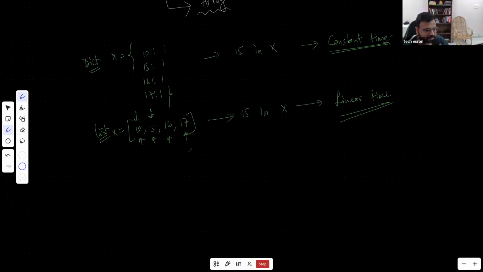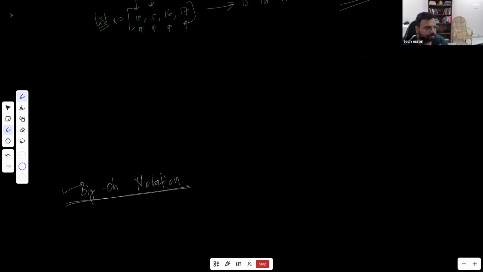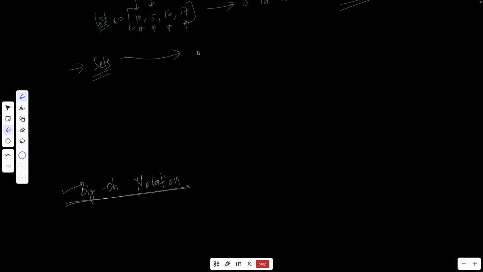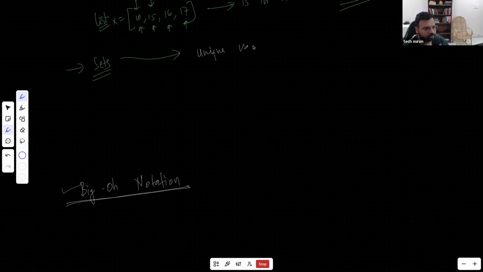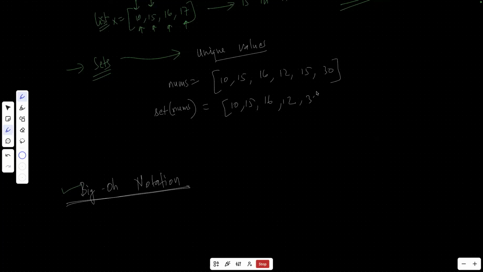So he's asking about that set question. What was the question? 10, 15, 18, 12, 16, 12. Okay. So if you learned about sets, what does a set do as a data structure, as a data type in Python? It removes the duplicates. It stores unique values. Correct. So if I'm having nums equal to 10, 15, 16, 12, 15, and 30, and you do set of nums, what will you get? 10, 15, 16, 12, and 30.